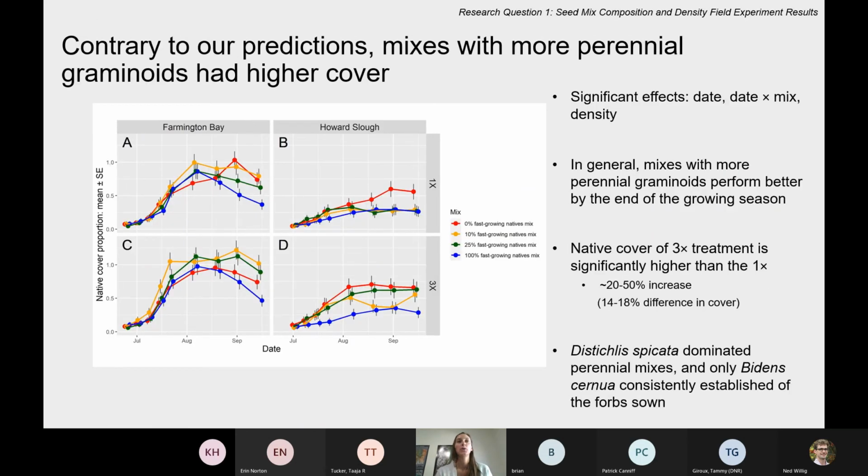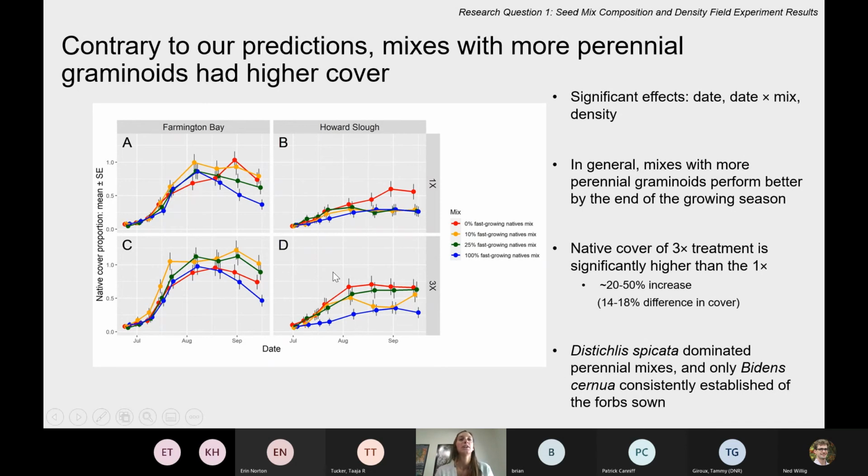So that's what I'm showing in this plot here, and there's a lot to look at. On the x-axis, it's a time series. It shows July through September. And then on the y-axis, I'm showing native cover, which is a summed cover category of all those natives of interest that we sowed. We have our 2 field sites as the 2 columns, Farmington Bay and Howard Slough. On the first row, we have our 1x density, and on the second row, we have the 3x density.